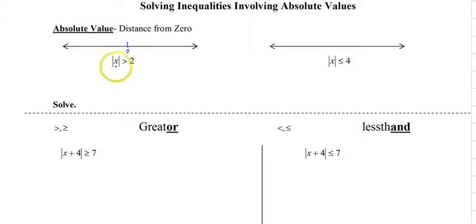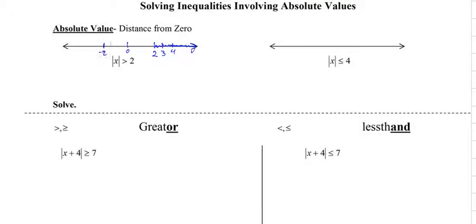We already know we're looking for the distance from 0. What we want is all values of x that have a distance from 0 that is greater than 2. So 2, 3 is greater, 4 is greater. So we're getting this situation: every single point, every real number that is greater than 2, not including 2. And then here's negative 2.